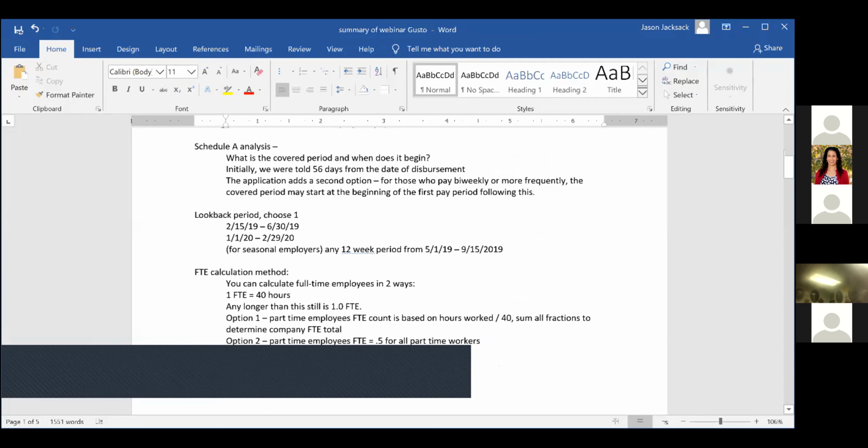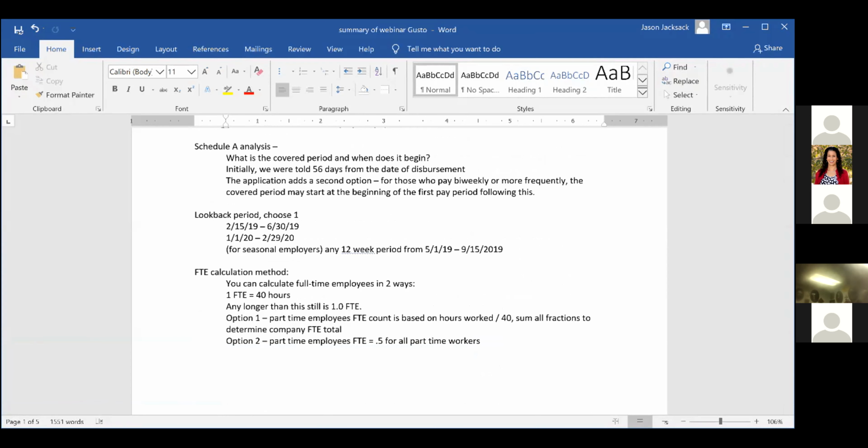What was updated for this application, a bit different from previous Treasury guidance but similar to what was written in the CARES Act, is you can choose one of the following. Typically it's February 15th, 2019 through June 30th, 2019, or you may use instead January 1st, 2020 through February 29th, 2020. And for seasonal employers, any 12-week period between May 1st and September 15th of 2019.